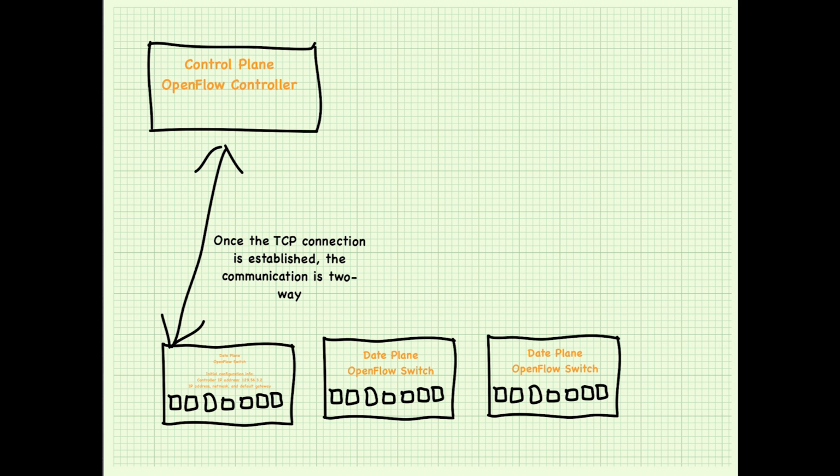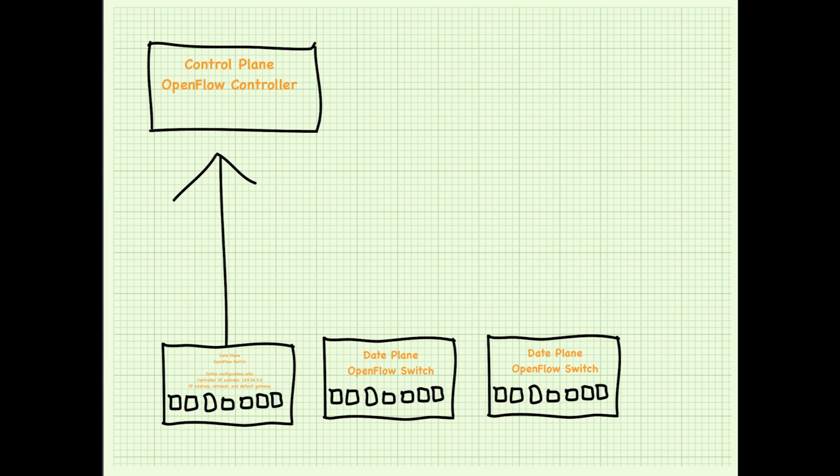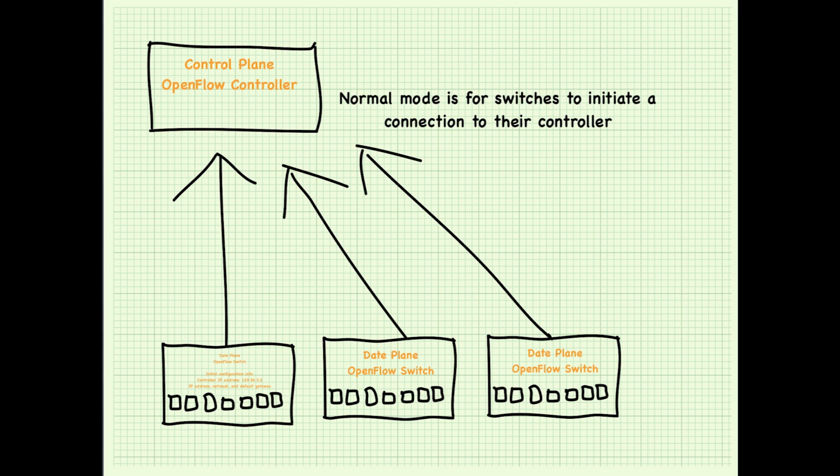Once a switch connects to an OpenFlow controller, there's some initial negotiation where the switch and the controller determine the highest version of the protocol they mutually support. Then they start using that version to communicate. Typically, the OpenFlow controller will request some basic information from the OpenFlow switch, such as how many ports does it have, what kind of ports, what features it supports, and so forth. So the normal configuration is for the OpenFlow switch to initiate the TCP connection to the OpenFlow controller.